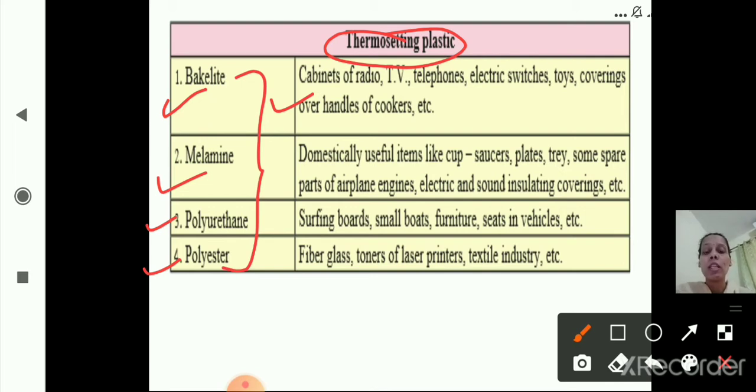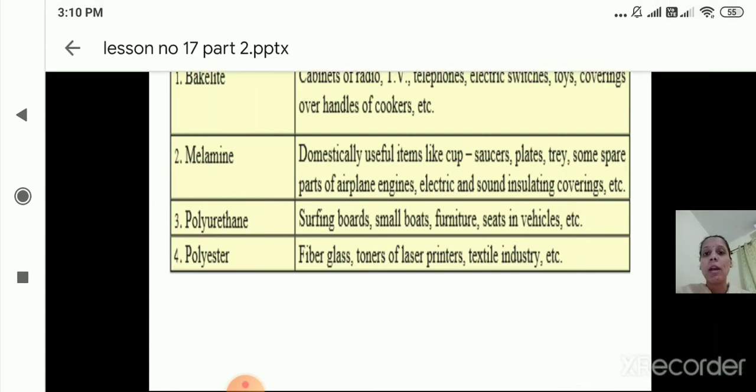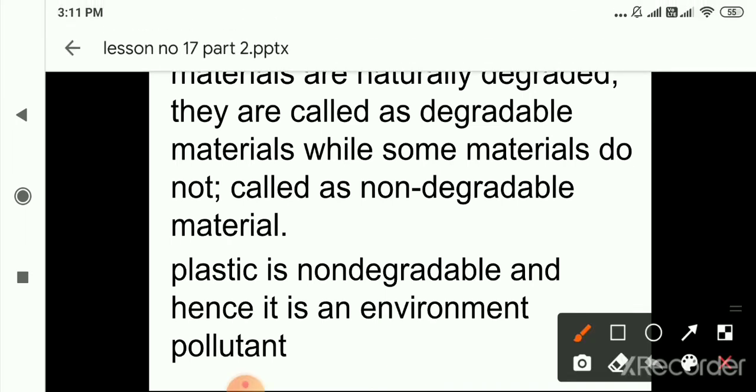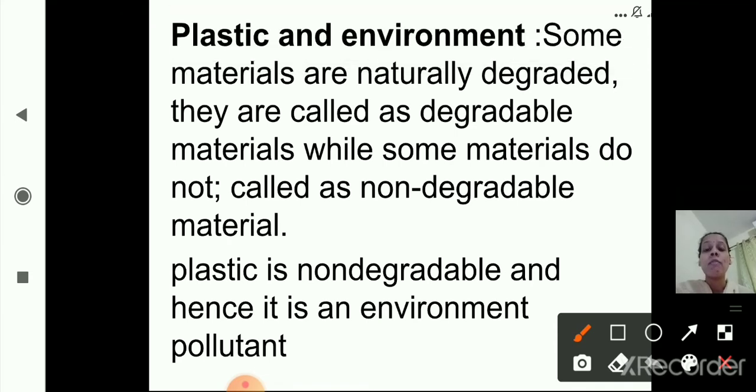So till now we have seen the types and uses of thermoplastic and thermosetting plastic. Now we'll start with the next part, that is plastic and environment. Some materials are naturally degraded, they naturally break down easily. They are called degradable materials.